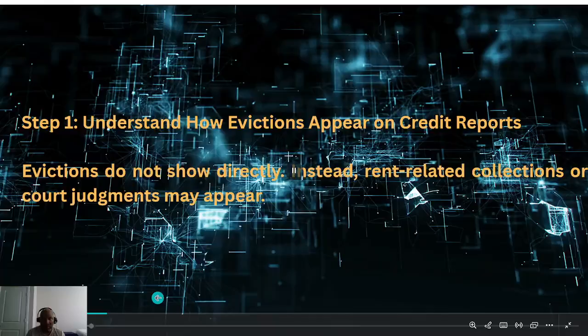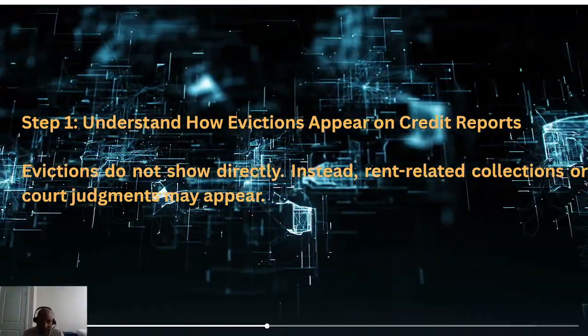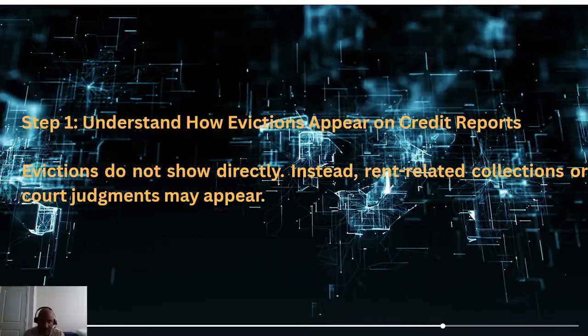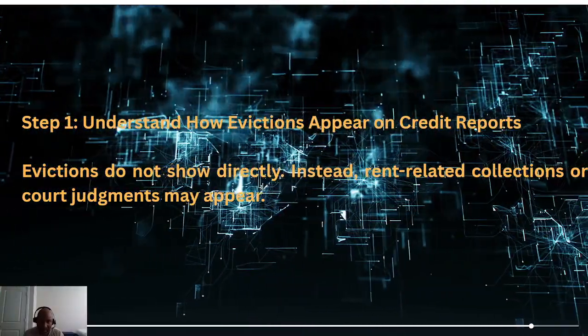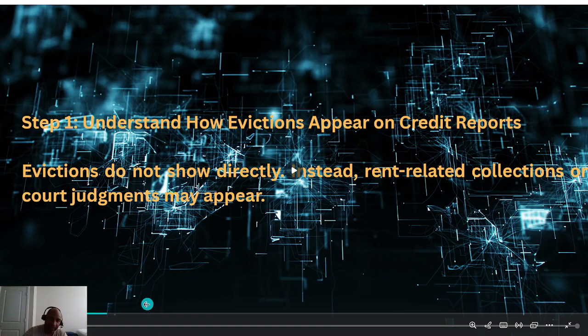Step 1. Understand how evictions appear on credit reports. Evictions do not show directly. Instead, rent related collections or court judgments may appear. So in other words, it's going to be in the public records on your credit report.